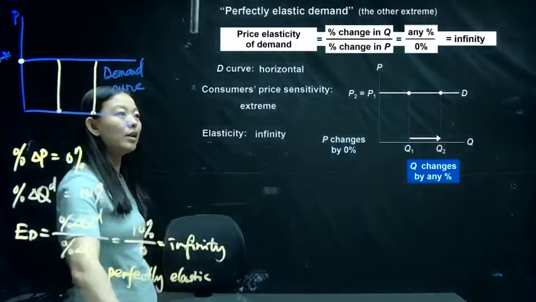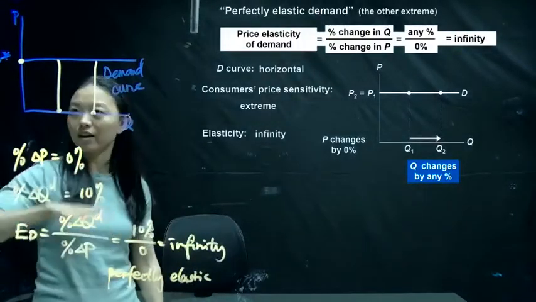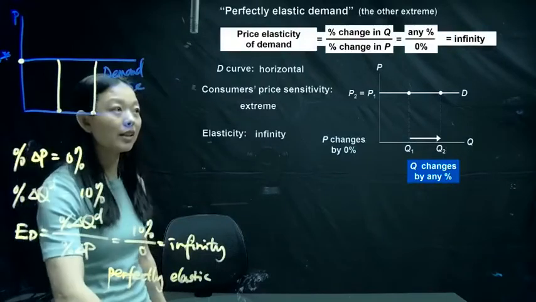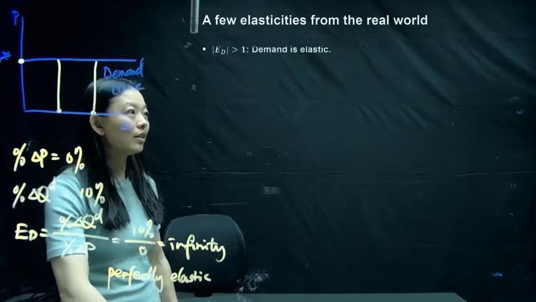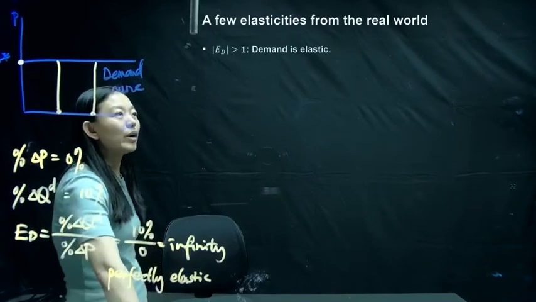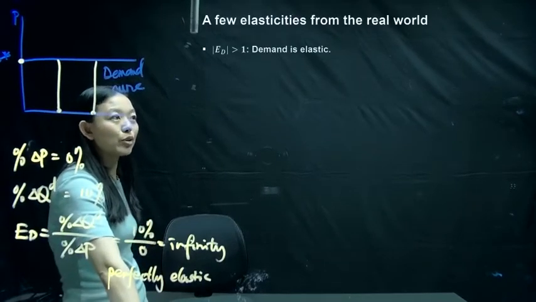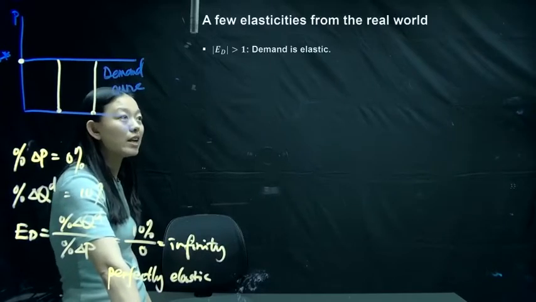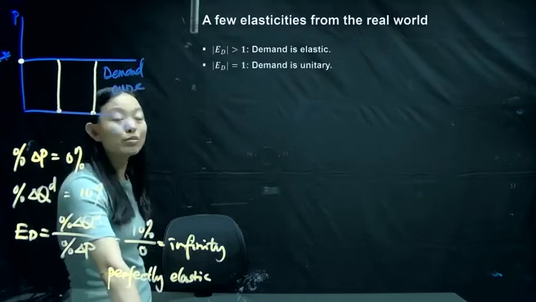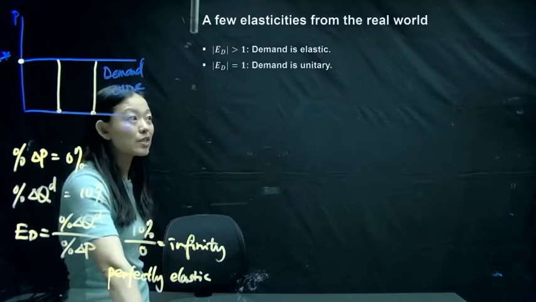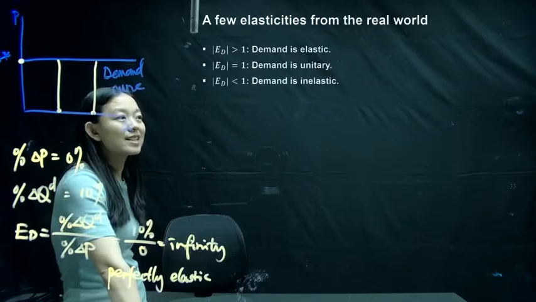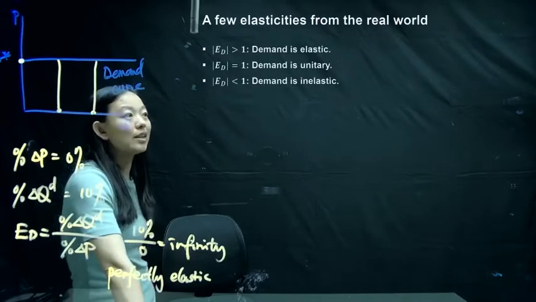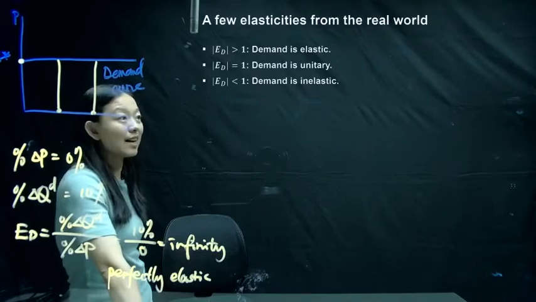Perfectly elastic. Okay, so up to now we learned 5 different types of the demand curve, right? We have a few elasticities from the real world. We will say if the price elasticity is larger than 1, then demand is elastic. If the price elasticity equals 1, then it's unit elastic. If the price elasticity is less than 1, which means demand is inelastic.